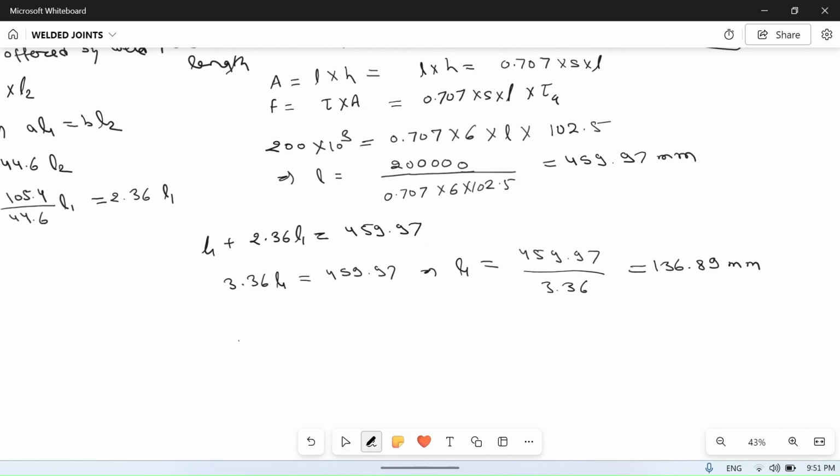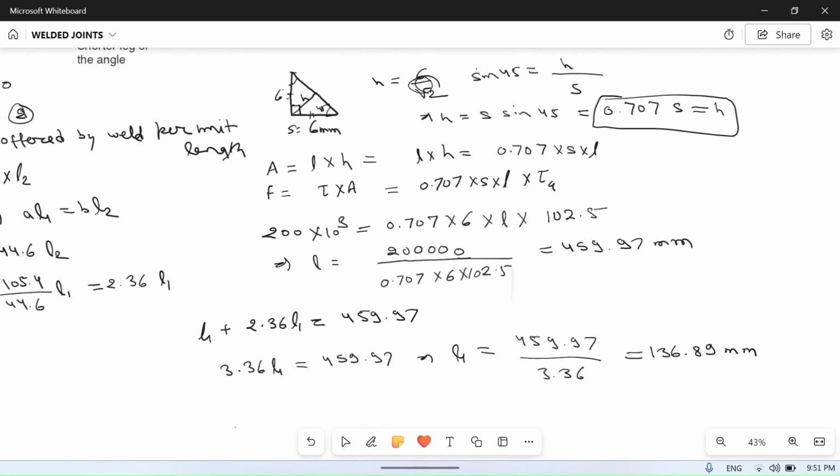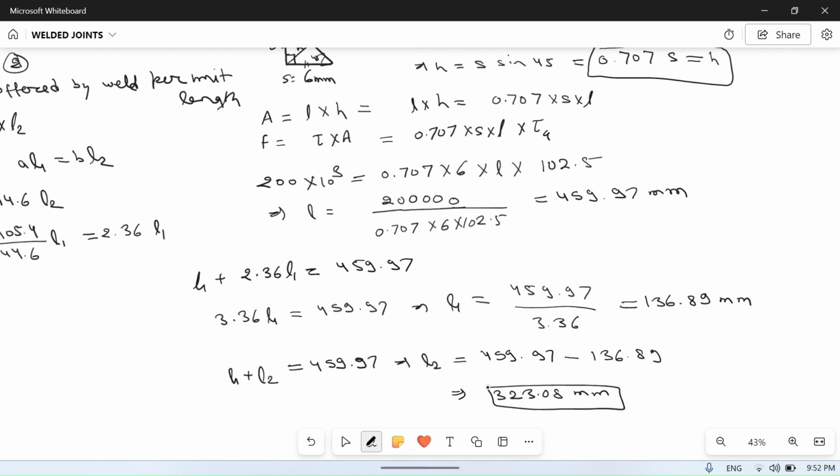So what will be L2? L1 plus L2 is given as L, which is equal to 459.97. If you put the value of L1 here, then L2 will be equal to 459.97 minus L1, which is 136.89. So it will become 323.08 mm. So this is the value of L2.